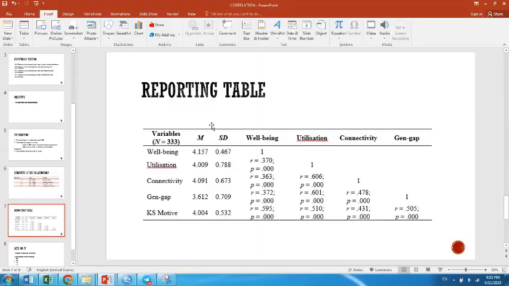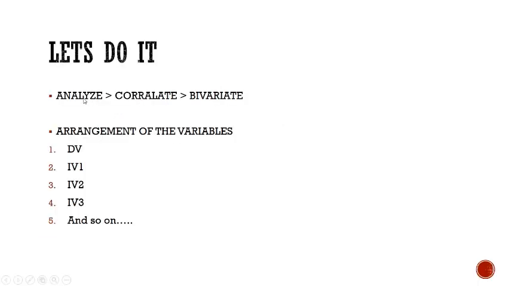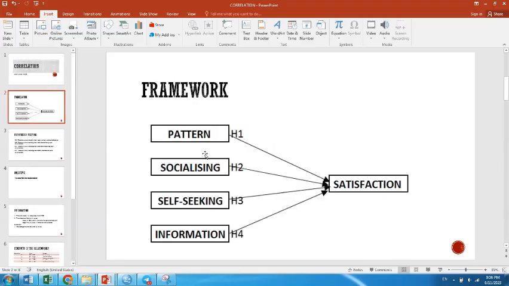So let's go to our SPSS. How to do it? In SPSS you need to go to analyze, correlate, and bivariate. The arrangement is very, very important. It starts with DV, and then IV1, IV2, and IV3, and so on. If you have 5 IVs, then starting from IV1, IV2, IV3, and IV4, but DV is the first one. Why I'm saying so, I hope that you can do the experiment on yourself. So remember, this is our DV, IV1, IV2, IV3, and IV4.